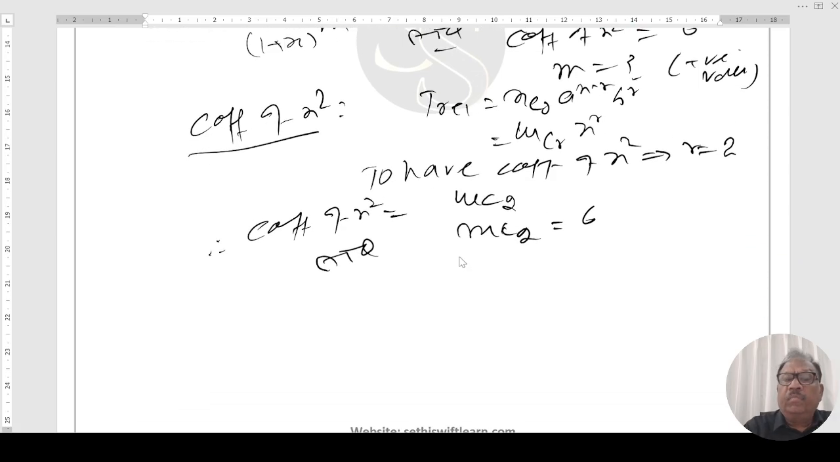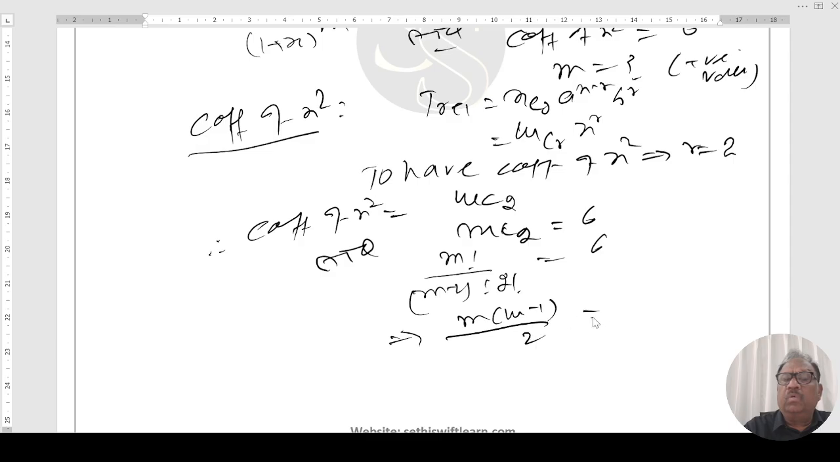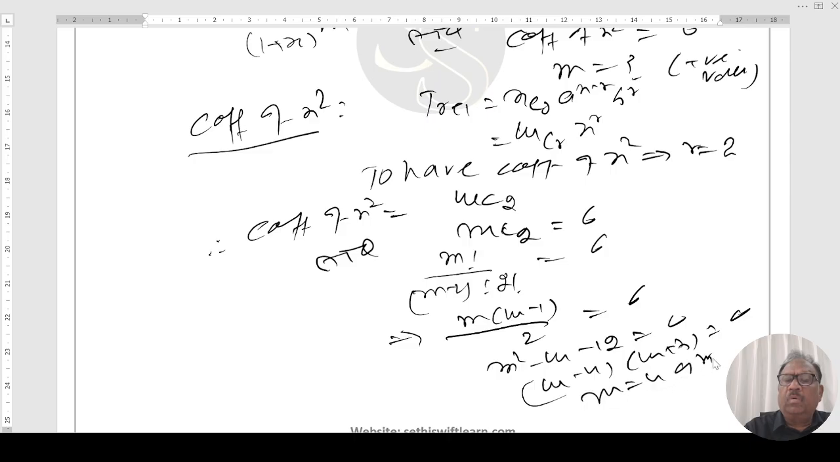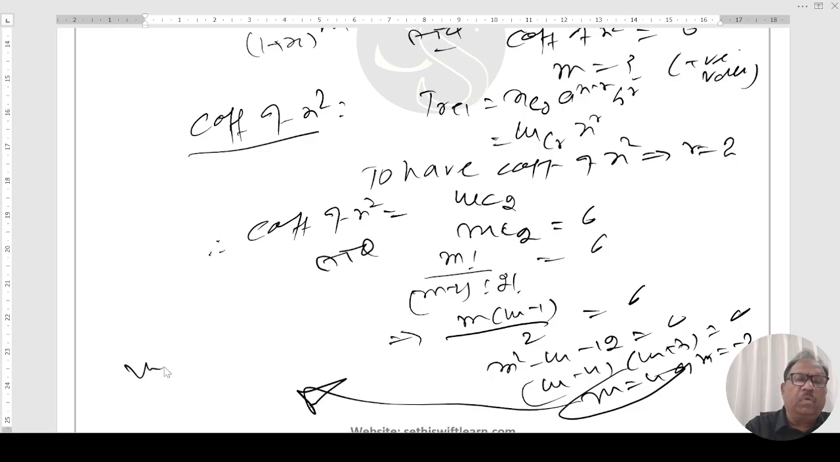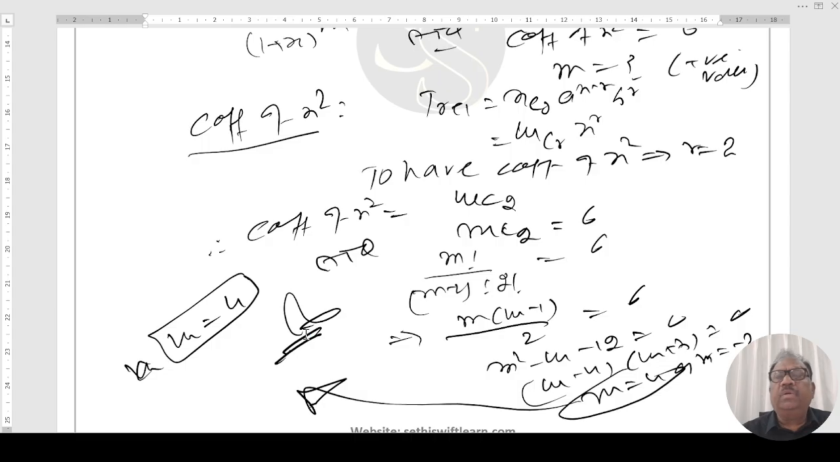According to the question, mC2 equal to 6. On simplification, m factorial upon m minus 2 factorial into factorial 2 equal to 6. That is m into m minus 1, the factorial 2 will cancel, 2 equal to 6. So m square minus m minus 12 equal to 0. So (m minus 4)(m plus 3) equal to 0. m equal to 4 or m equal to minus 3. We have to pick up the positive value. So m equal to 4 is the answer. Right?